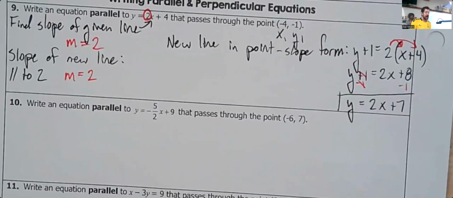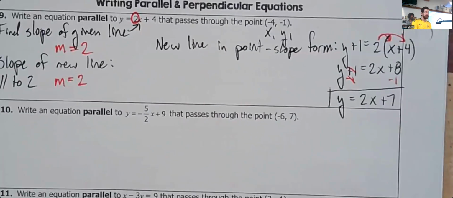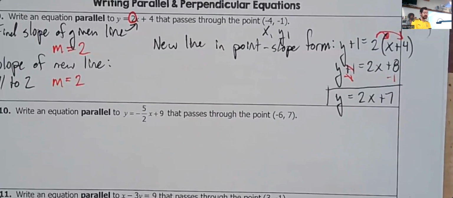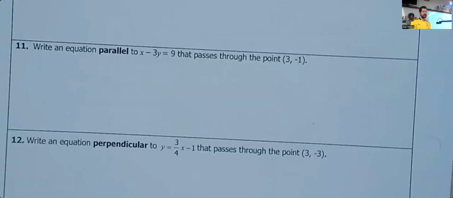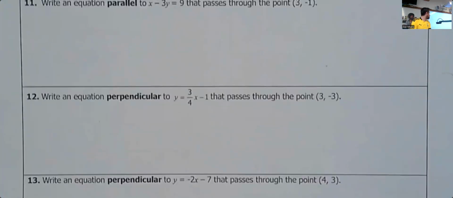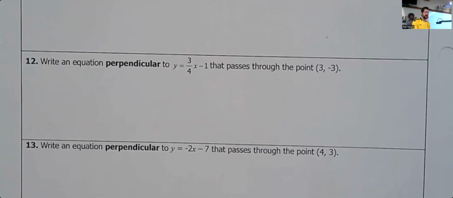All right. I'm going to skip ahead to number 12. We are going to go back to 10 and 11, but I'm going to skip ahead to 12 to show you how to do a perpendicular example. So perpendicular, it's going to be similar to what we just did. So let's move down to number 12.